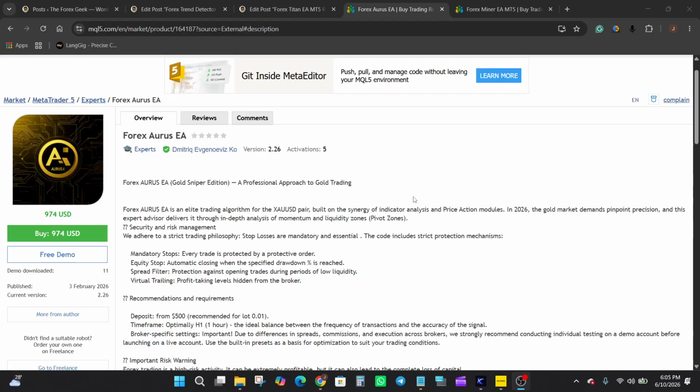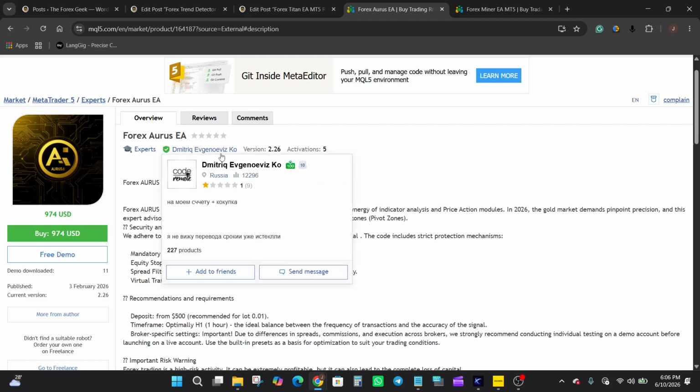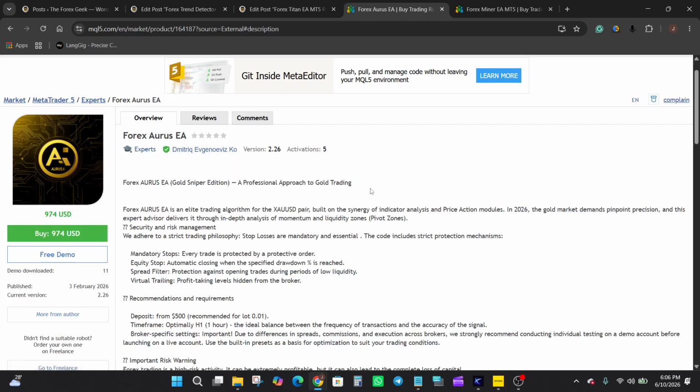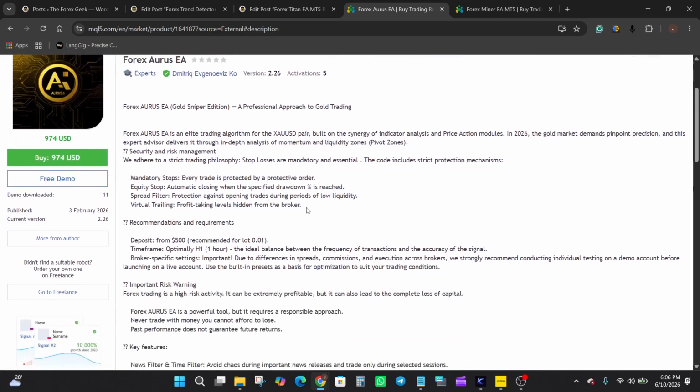So right now I am on the MQL5 Marketplace page for Forex AURUS EA, the Gold Sniper edition. I can see this is developed by Evgenovez Co, and it is currently on version 2.26 with a price of 974 US dollars and 5 activations available.